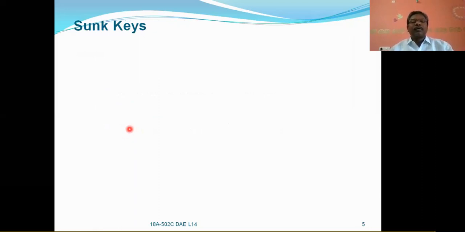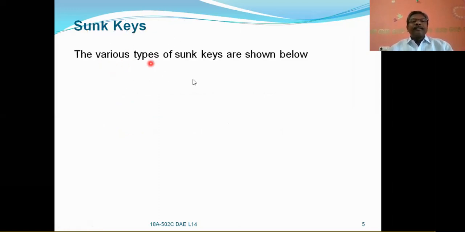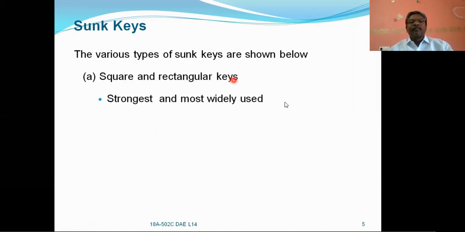Let us discuss sunk keys. The various types of sunk keys are shown below. Number one, square and rectangular sunk keys. It is the strongest of all the keys, as well as the most widely used in engineering applications.